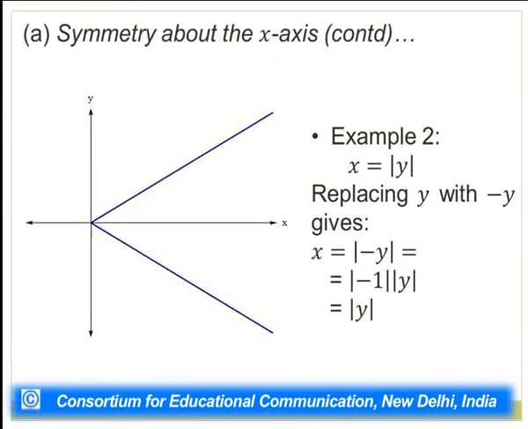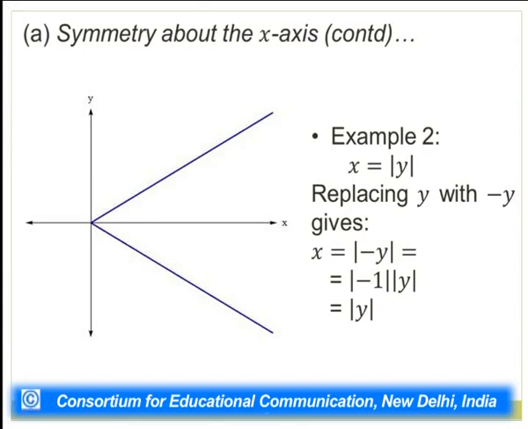Here now you should be able to tell visually that this graph is symmetric about the x-axis. Just fold this graph along the x-axis, do it mentally, and you'll see that the two parts of the graph above and below the x-axis will exactly overlap with each other. And let's look at how the math works. This graph is the graph defined by the equation x equal to mod y.